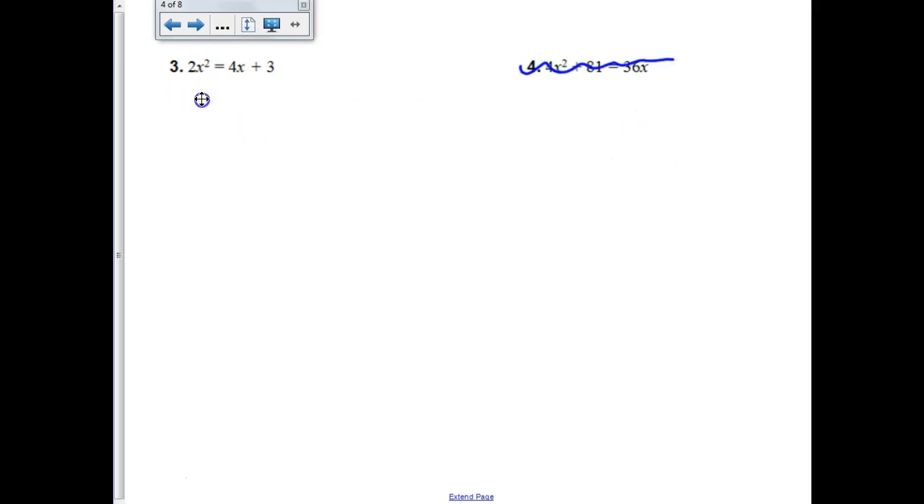Okay, number 3. Unfortunately, it's not in standard form yet, so the first thing I need you to do is rewrite it by, I would subtract the 4x and subtract the 3. I like to have my first term positive. You don't have to set it up that way. I just like it that way. So with the way I set it up, the a value is a 2, the b value is now a negative 4, and the c value is now a negative 3.